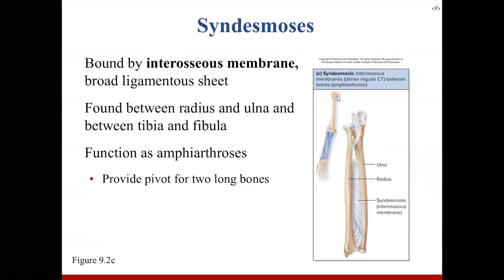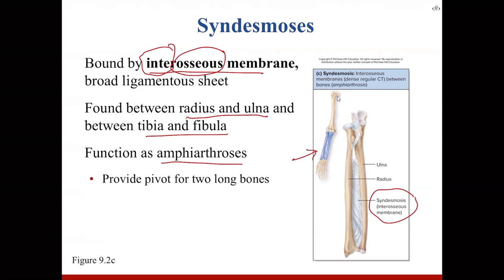Okay, then syndesmosis. Okay, these are things like in your forearm. Okay, so it's between the radius and the ulna. And what they have is an interosseous membrane. Okay, so inter is in between and osseous is bone. So there's a membrane between the bones. Okay, so it's found in your arm and in your lower leg. So it's found between the radius and the ulna and the tibia and the fibula. Okay, so it provides a pivot point. So if you think about turning your arm, okay, the bones are kind of moving together and you can pivot your arm. So they're an amphiarthrosis.